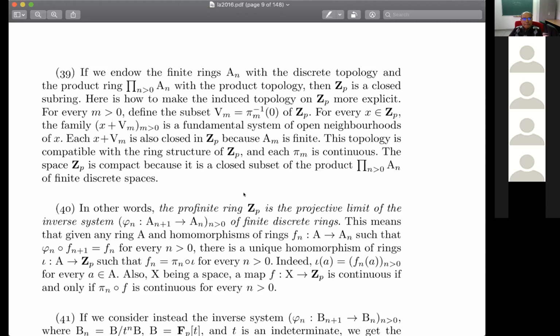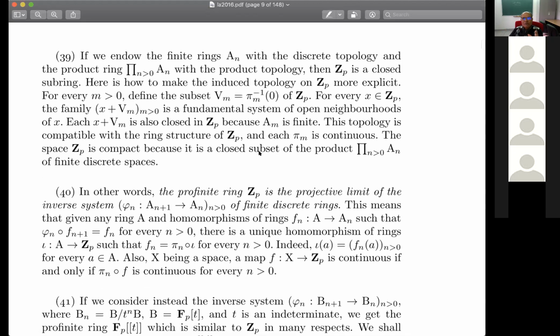Okay, so I'm not going to insist upon this because we are going to use the topology very little, but it's a very important feature of the p-adic integers that they carry a natural topology. And moreover, this Zp is a compact topological ring because it's a closed subset of this compact ring. The product ring here is compact because each of the An's is finite and discrete, so it's compact, and the product of a family of compact sets is compact.